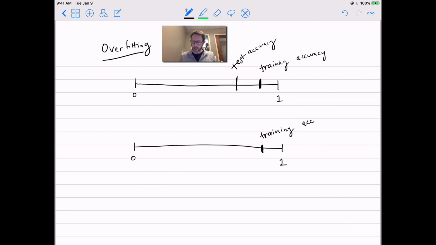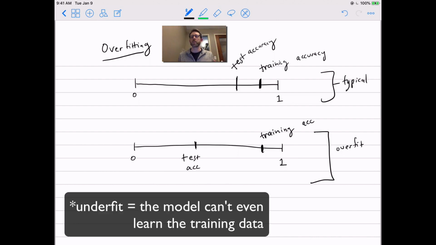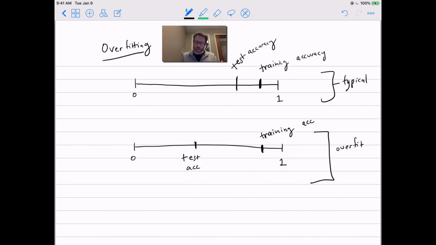Now let's say your training accuracy is 0.9 and your test accuracy is 0.45. So this is kind of, I'm going to label this as typical, and then I'm going to label this as overfit. There is something called underfit, which is usually you don't have to worry about it because it's obvious. I'll mention underfit at the end briefly. Overfit is the memorization case where there's a huge gap here between the test accuracy and the training accuracy.